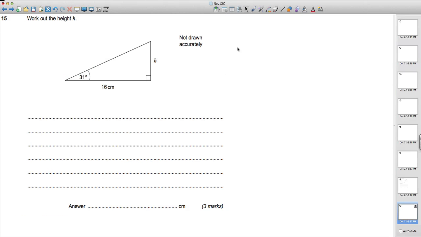It's a right angle triangle. When you see right angle triangles, you think Pythagoras or you think SOHCAHTOA.